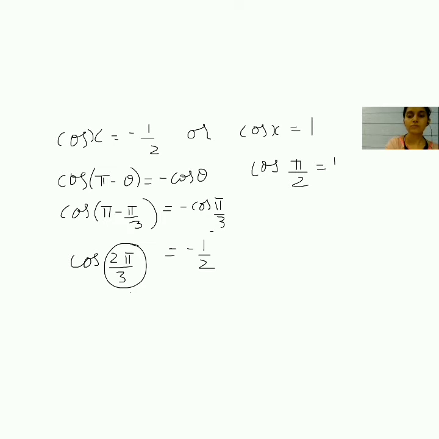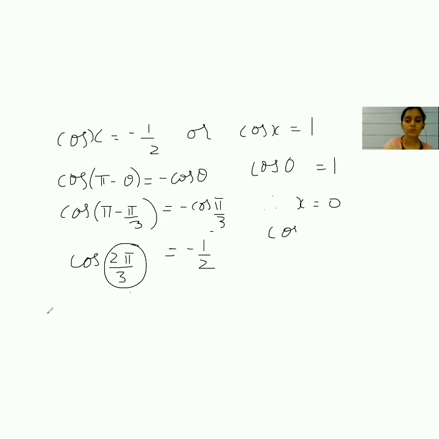Sorry, cos of, not pi by 2, cos of 0 is equal to 1, no? Yes, sorry, cos of 0 is equal to 1, so therefore we have x equal to 0.